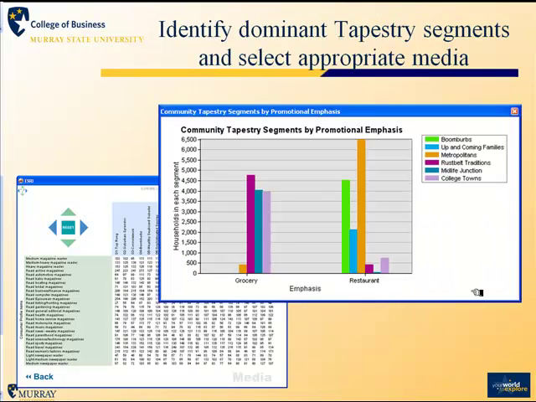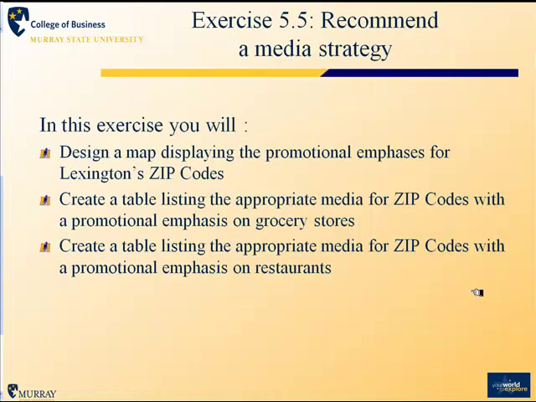You'll then identify the dominant tapestry segments in each of those market areas. This is an example of the type of information that you'll work with. The composition of the segments is illustrated in the bar graph, and then the chart on the left illustrates the market potential indexes that you will use to identify the media behavior of each of those.